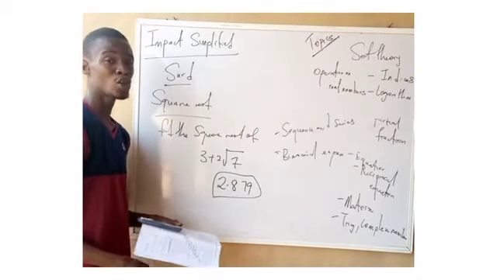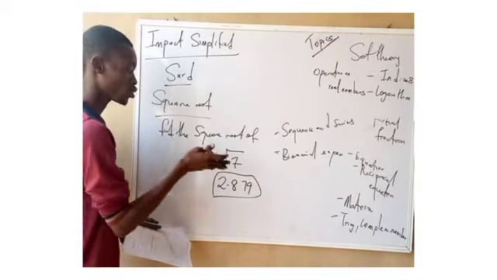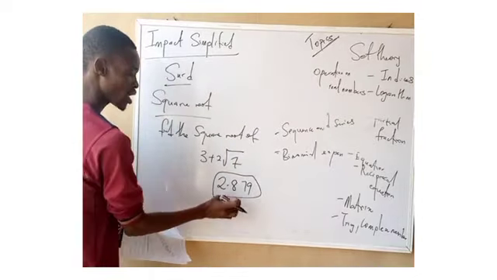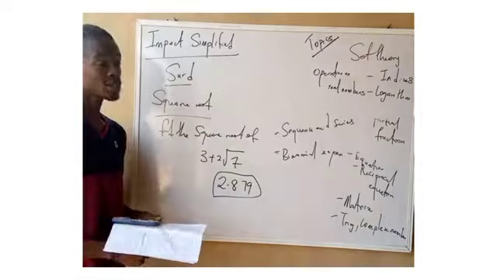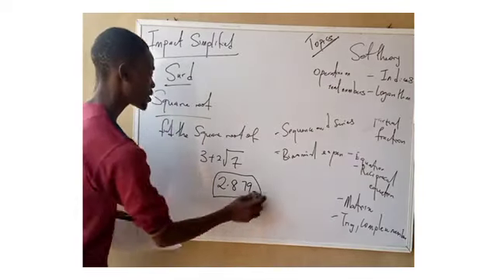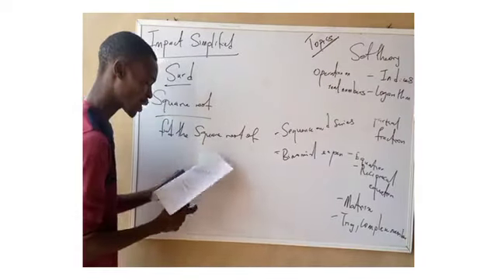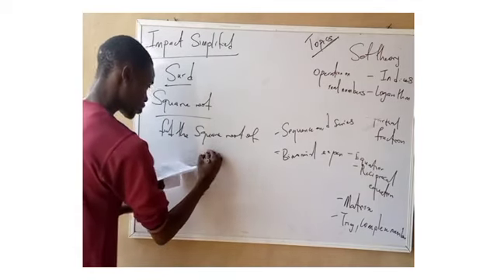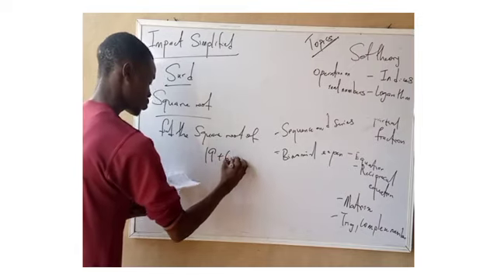Now the answer you are having with your calculator is 2.879. Then you go to your options one after the other and press them. Anyone that gives you 2.879 is the correct answer. Now let us assume that we cannot solve this. We have solved it before. We have 9 plus 6 root 2.